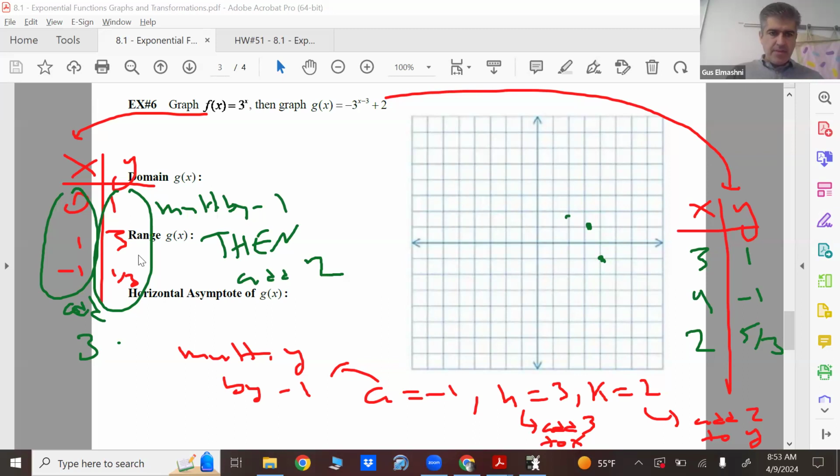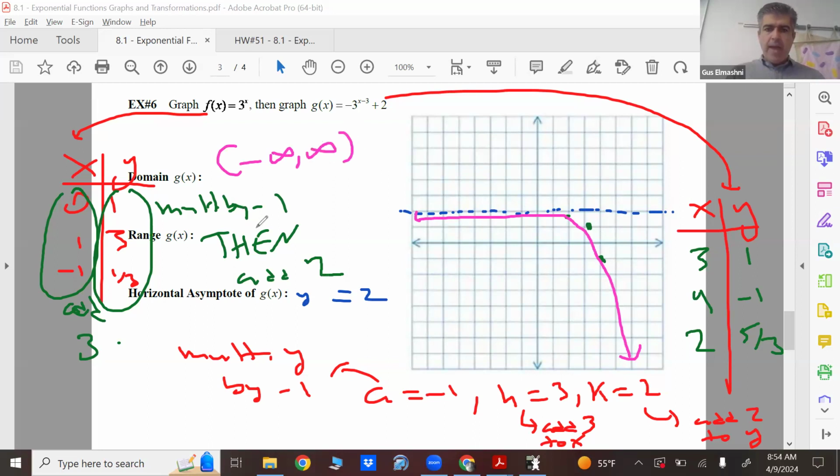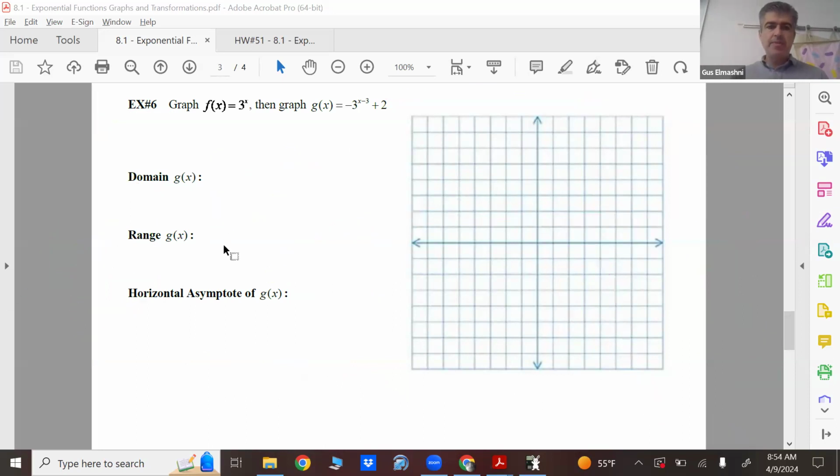Asymptote's at 2, given the d value, or the vertical shift. And there you go. Domain's all real. Range is -2. Okay, we're cool. All's good. Yeah. Sweet.